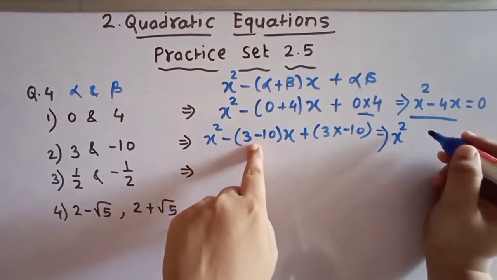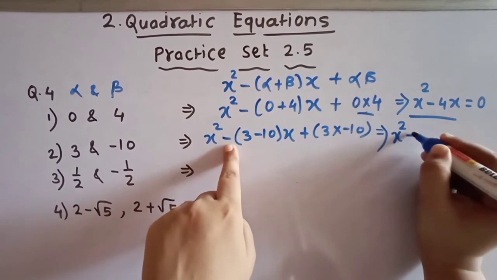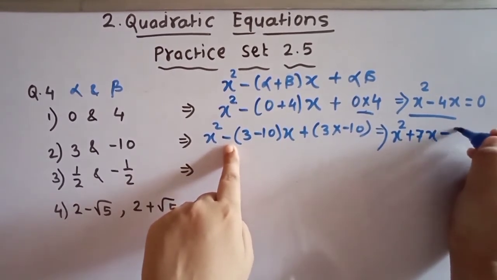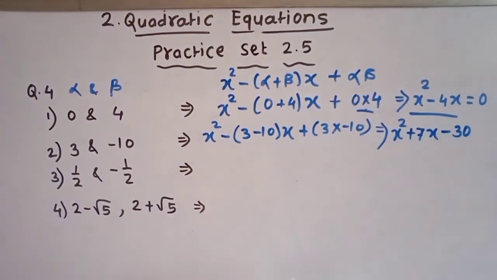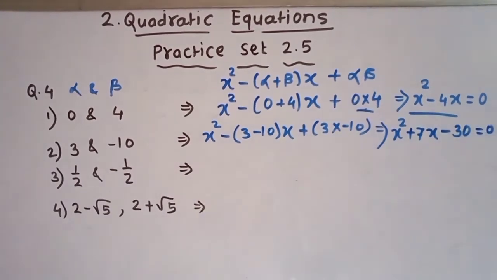So the final equation will be x square minus (10 plus 3, the answer is minus 7) so minus 7 into minus means plus 7x minus 30 is the next equation. x square plus 7x minus 30 equal to 0.